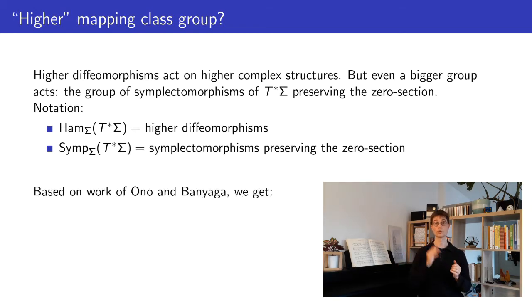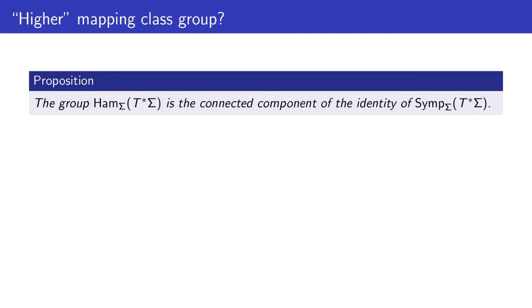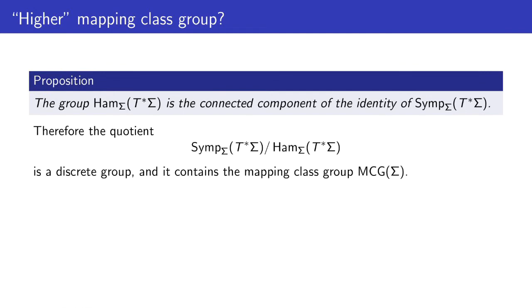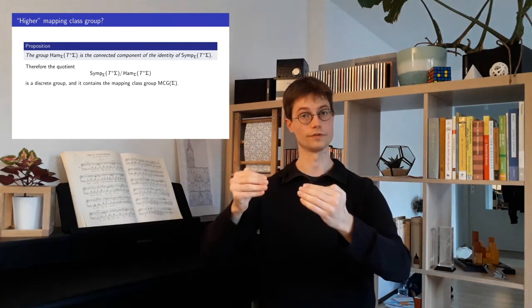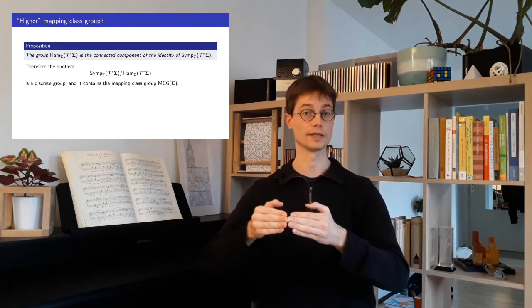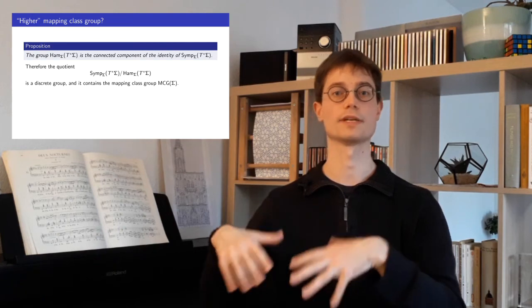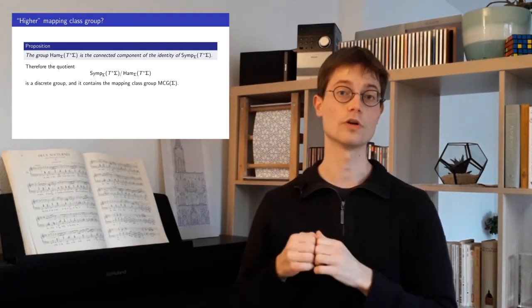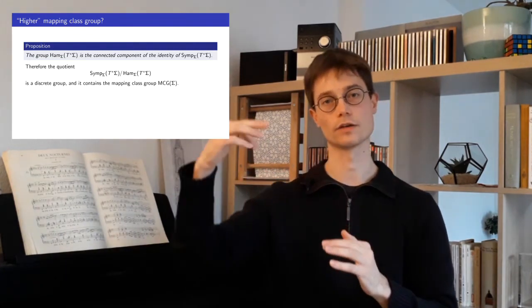Using some work of Ono and Banyaga, we can show that the group of higher diffeomorphisms is in fact the identity component in the space of symplectomorphisms preserving the zero section. This implies that when you take the quotient, you will get a discrete group. Furthermore, when you look just at your surface, which is preserved by all these groups, you will see the space of all diffeomorphisms quotiented out by the isotopies. So you get the mapping class group. And conversely, any diffeomorphism of the surface can be linearly extended to a symplectomorphism of the cotangent bundle. So we have a copy of the mapping class group inside of this quotient.